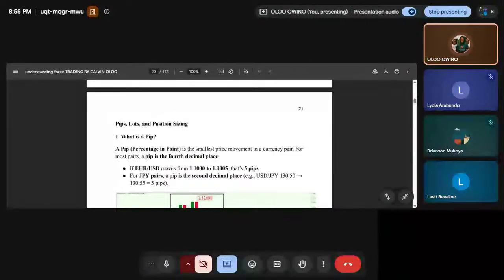Sorry for that. For JPY pairs, a pip is the second decimal place. Up to there, are we on the same page? Yes. Okay, I'll proceed.